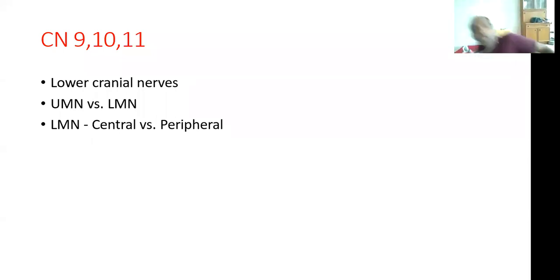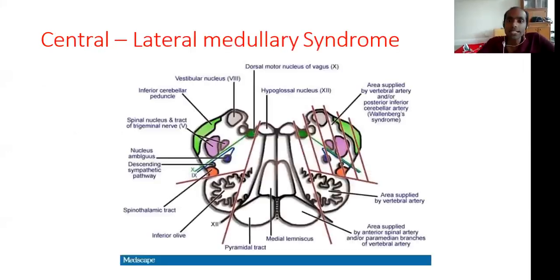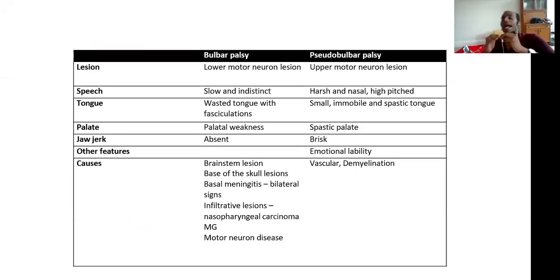Right. So remember the lower cranial nerves, especially the 9th, 10th, and 12th cranial nerves, and to some extent the 11th cranial nerve, they arise from the medulla. All these cranial nerves can have an upper motor neuron component and a lower motor neuron component. If there is a lesion of the upper motor neurons leading to these cranial nerves, you get something called pseudobulbar palsy. And this is how you identify pseudobulbar palsy: a very nasal voice, a spastic tongue, spastic palate, and a brisk jaw reflex.